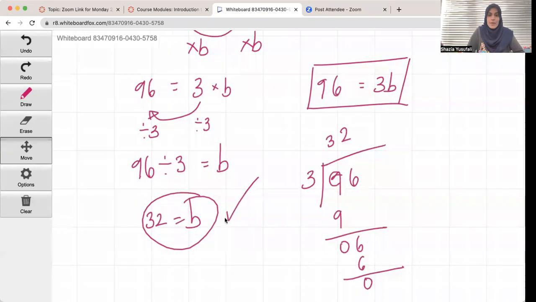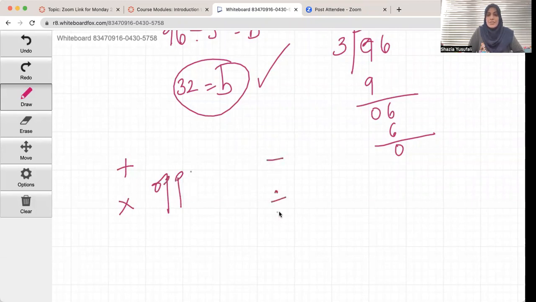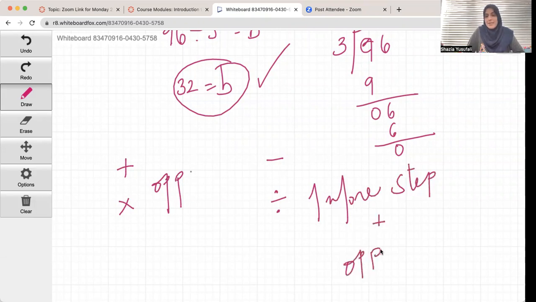So therefore, when it comes to addition or multiplication, you simply do the opposite. But when it comes to subtraction and division, you do one more step, and then you do the opposite. So this is really important. If it's addition and multiplication, you do the opposite, easy peasy. When it's subtraction and division, you do one more step plus the opposite.